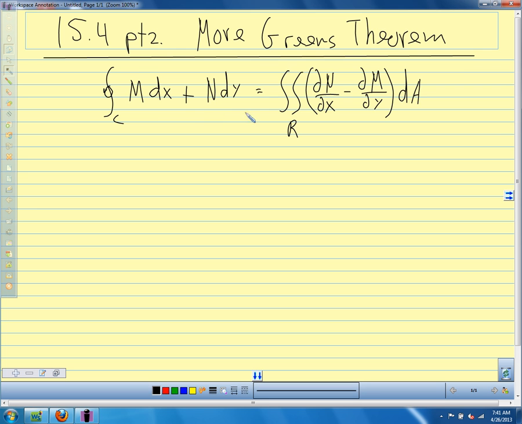If, and this is what happened in our example, if this quantity is 1, the double integral and the line integral just becomes the integral over R of dA, which is just the area of the region.